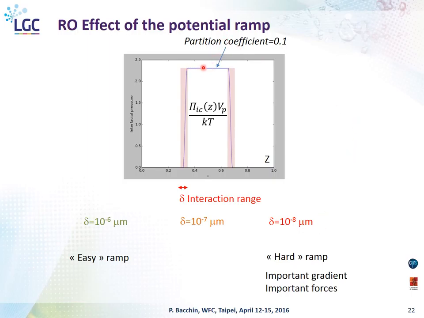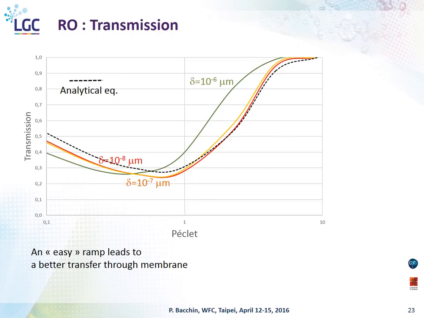energy in the pore, but to change the interaction range, so this distance here where the interaction is changing. So we use three different distances, a long distance, an intermediate one here, and a short one. In this case we have an easy ramp, so the potential is increasing progressively, whereas here we have a sharp or hard ramp with an important gradient and important forces. So now the idea is to see the effect on the transfer.